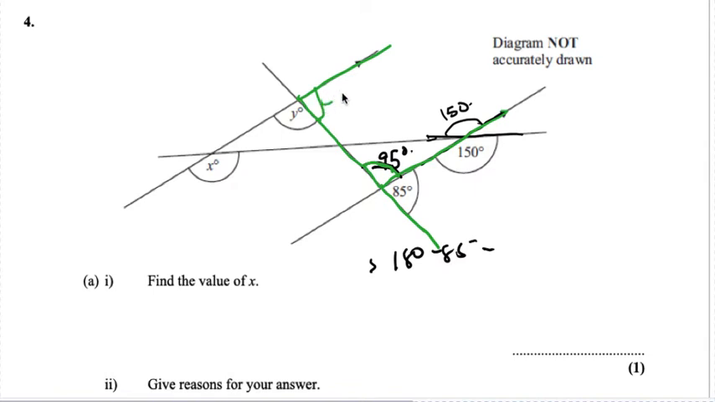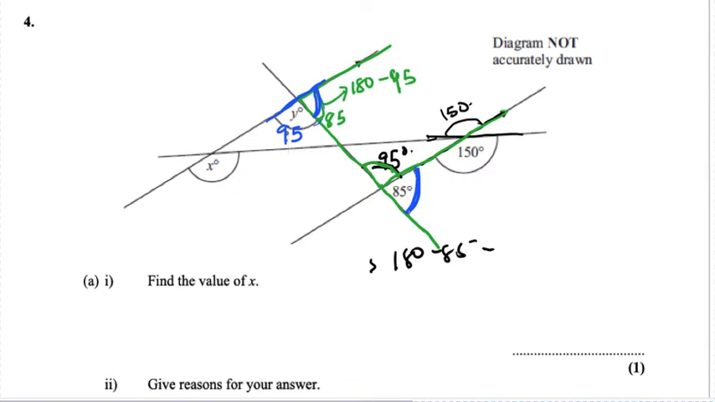So this will be 180 minus 95. And 180 minus 95, we shall get 85. Okay, so they are corresponding with which one? This and this, they are corresponding. Okay, so this is 85, meaning that if this is 85, this will be 95 because this is a straight line. Angles on a straight line add up to 180. Alright.